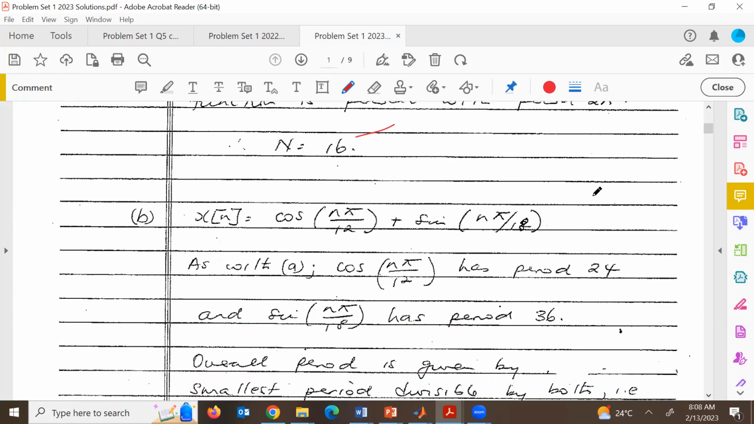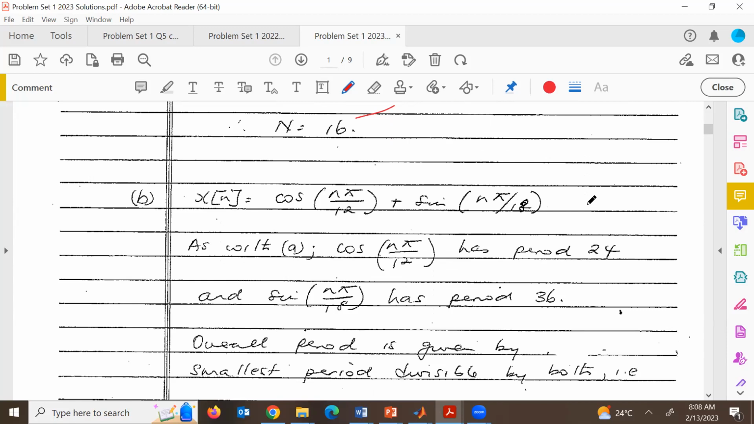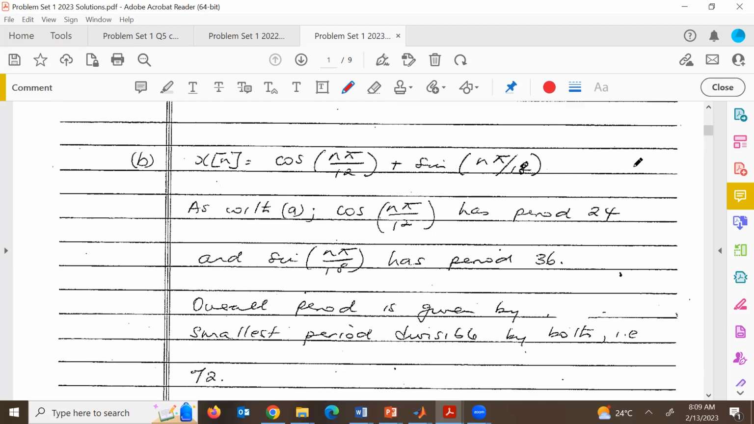The second one, there were two signals, a cosine n pi over 12 and a sine n pi over 18. The only way this can be periodic, first off, we know from the first part that n pi over 12 will be periodic with a period of 24, and n pi over 18 is going to be periodic with a period of 36.